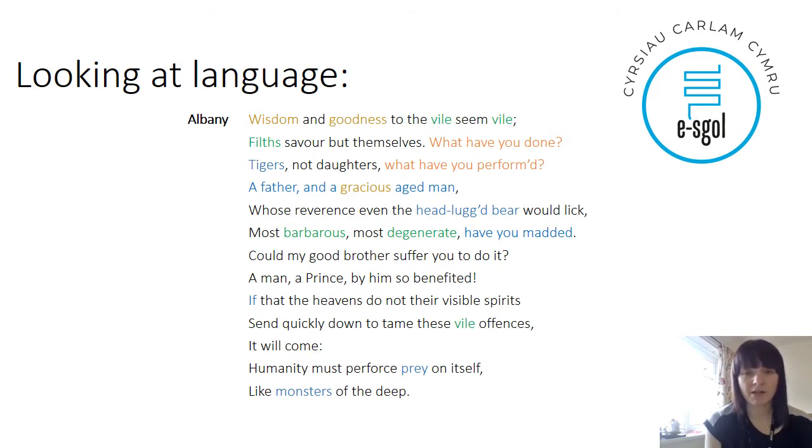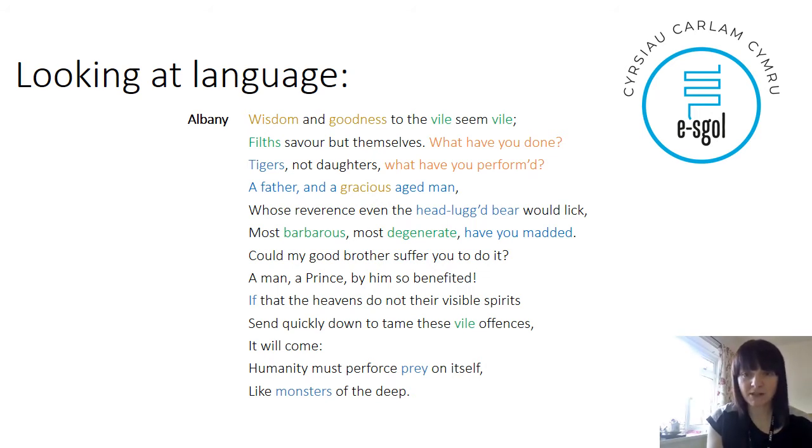So look at the words that have been highlighted or coloured, okay? You've got some real conflicting imagery being presented here. You've got the idea of wisdom and goodness and the vile filths, barbarous, degenerate. You've got the use of gracious, and what's being posed are two different groups of people. The monstrous aspect, the idea of praying, and then the wise, inherently good aspect as well. So look at the conflicting imagery.